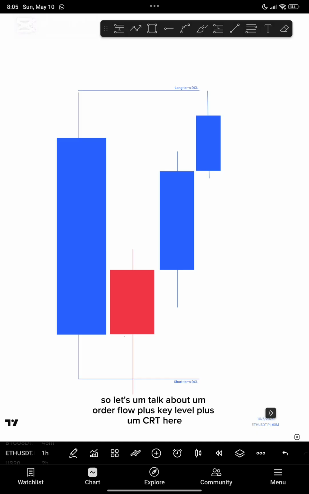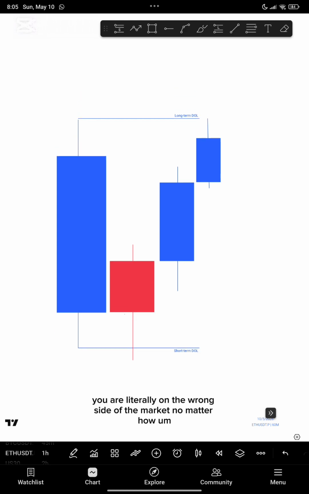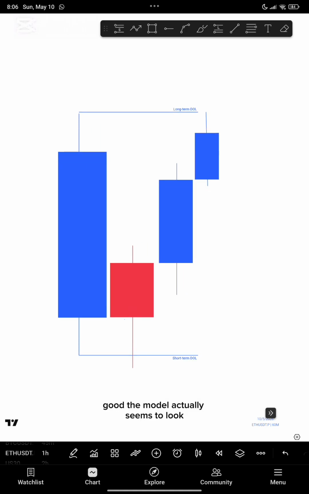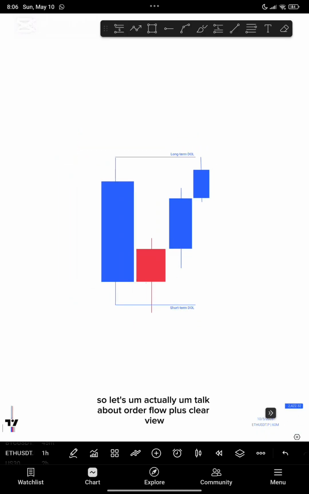So let's talk about order flow plus key level plus CRT here. Most people often just look for this entry pattern to long or short from, which is not that bad. But any entry model which is not in line with the market trend, you are literally on the wrong side of the market, no matter how good the model seems to look. So let's talk about order flow plus key level.